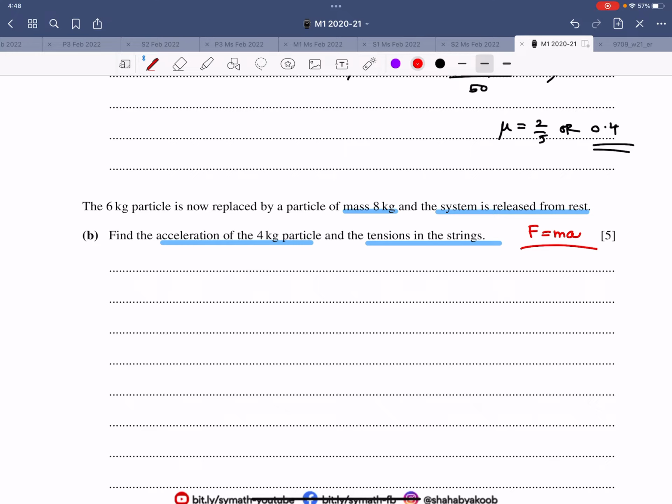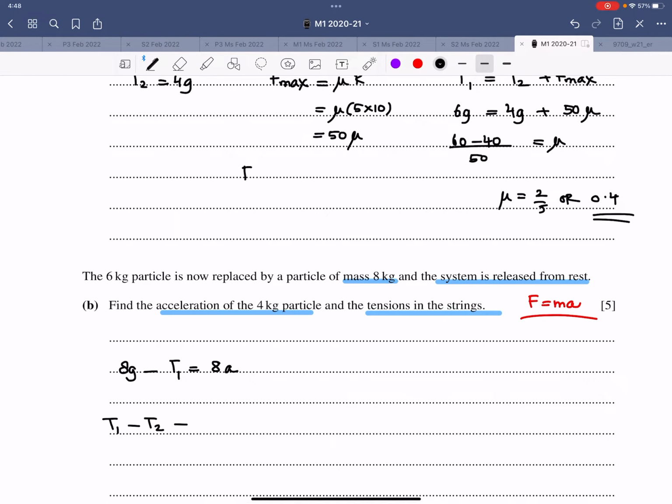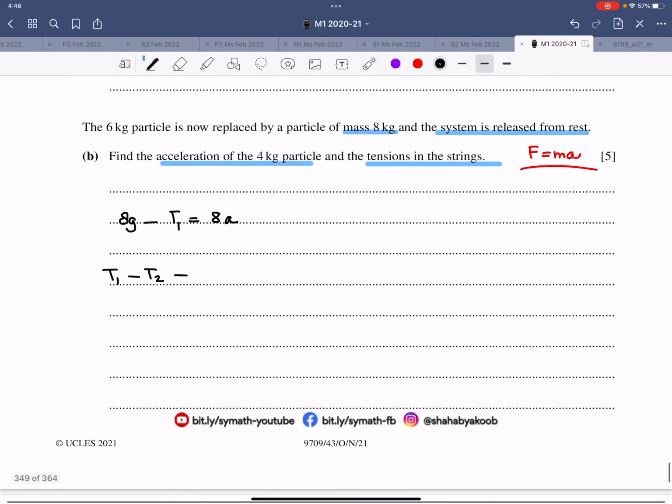First of all, we have 8g minus tension is 8a, that's the first one, and this is tension 1. Tension 1 minus tension 2 minus the F max, which was already given as 50 mu. So now F max is 50 into 0.4, that is 20 Newton. So F max is 20 Newton. Minus 20 Newton, you can write in brackets, this is F max, is equal to mass, which is 5, into a.